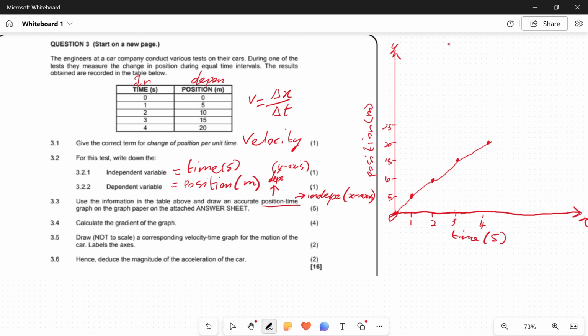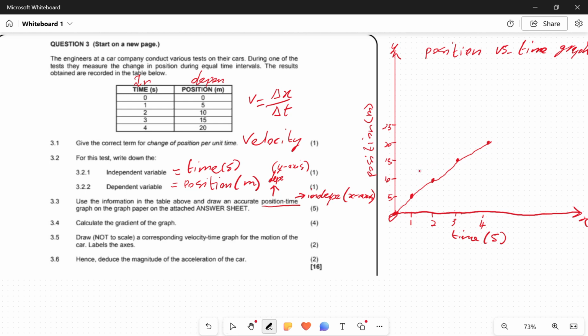I forgot another important thing in the previous video. I remembered it now, that we also have to give our graph a name, and our name for the graph will be position versus time graph. That's all it is. Position versus time graph. That's it. So this is how you draw your graph, guys. I hope it makes sense.